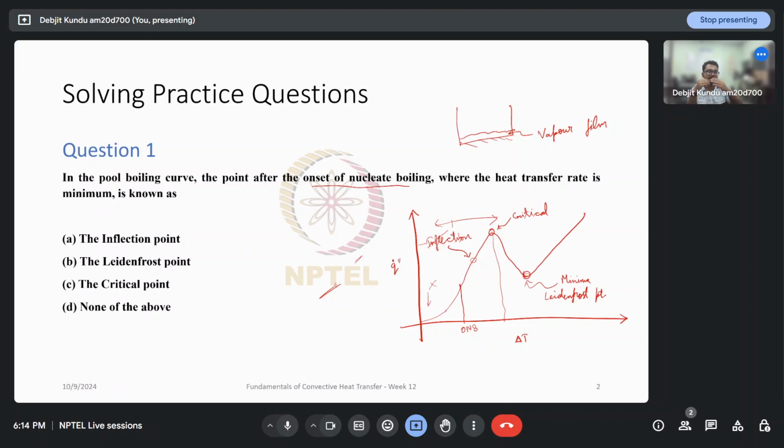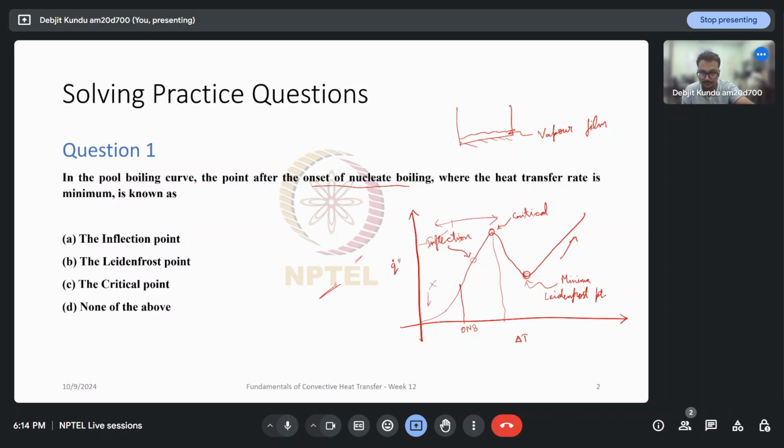Now, beyond that, if we keep on increasing delta T, radiation will start to take over, and convection and conduction will play lesser roles, and that leads to the increase in heat transfer beyond the Leidenfrost point. But it's the vapor film entirely covering the contact region between the fluid and the solid which leads to the minimization of heat transfer, and that particular delta T is known as the Leidenfrost point.